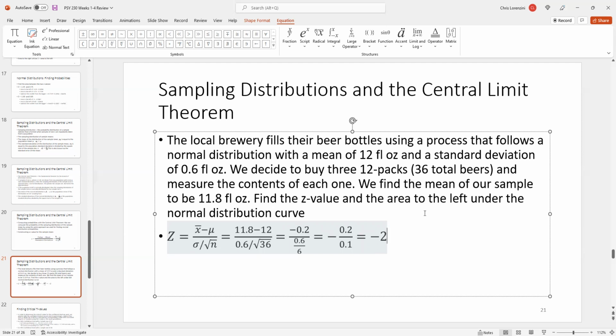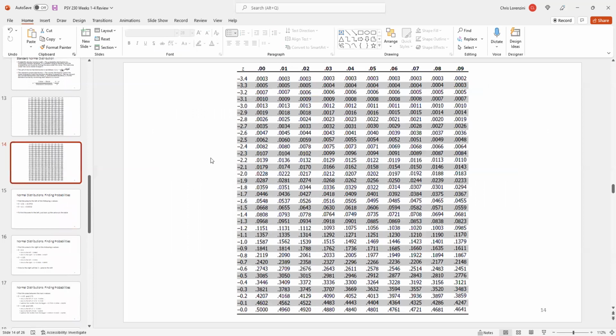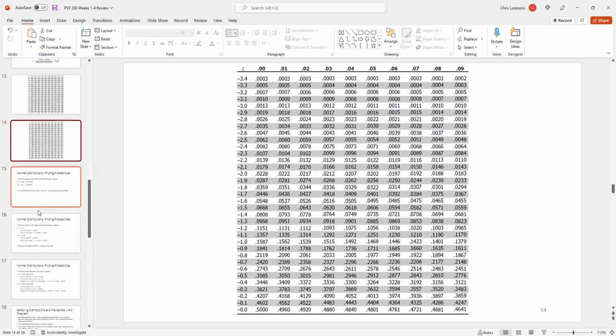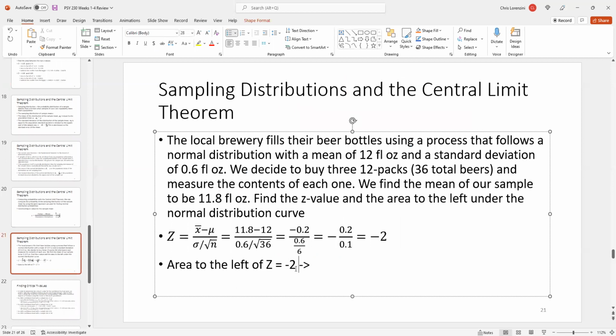Now the problem says find the z-value and the area to the left under the normal distribution curve. Area to the left of z equals negative 2. I'm going to come back to my z table and look it up. Negative 2.0, and 0.0228. So the area to the left is 0.0228. And I've done that problem. This is a negative 2. And that's how we do that. Questions on that?